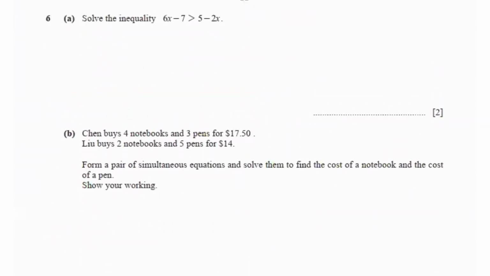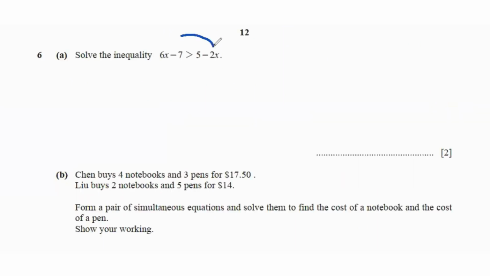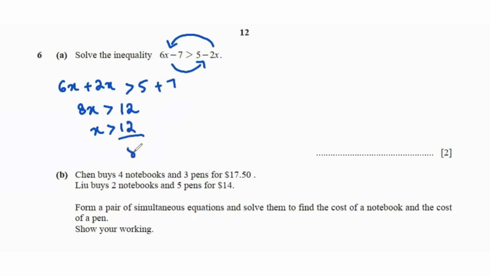Question 6 says solve the inequality. So I'm going to bring 2x to the left-hand side and move -7 to the right-hand side, which gives us 6x plus 2x greater than 5 plus 7. That is 8x greater than 12. X is going to be 12 over 8, which is basically 3 over 2, which can be rewritten as 1.5. So x is greater than 1.5.